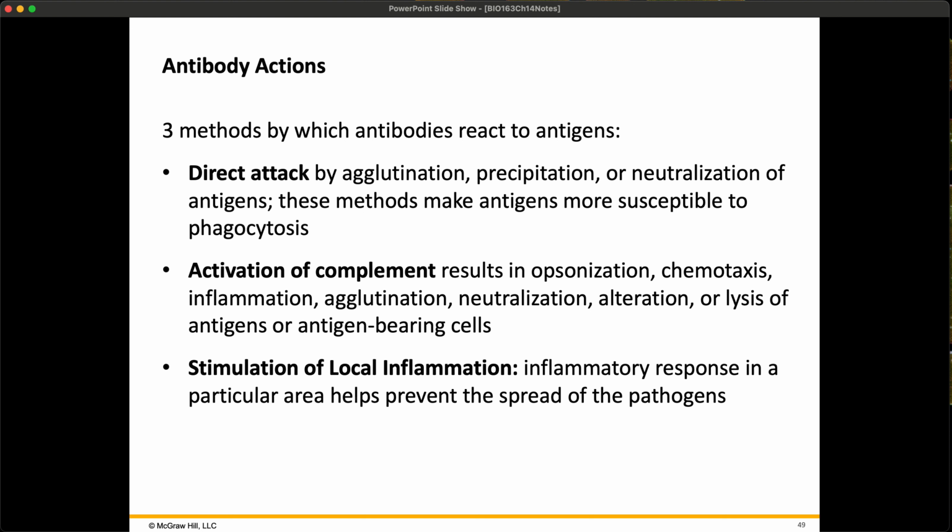Activation of complement results in opsonization, which is a fun word. Opsonization, chemotaxis of white blood cells, inflammation process, of course, agglutination, neutralization, alteration, or lysis of antigens or antigen-bearing cells. So complement plays a big role in being able to neutralize and isolate pathogens, as well as stimulation of local inflammation. So antibodies can stimulate local inflammation through inflammatory responses and stimulating certain cells to release things like heparin and histamine.